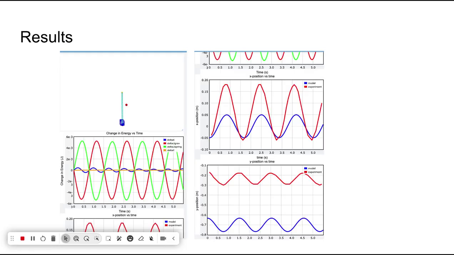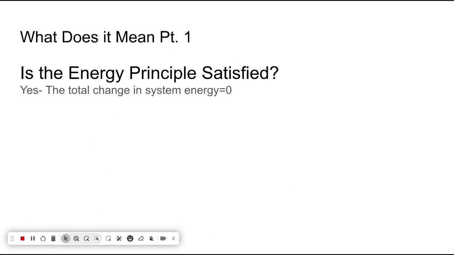Here are the results. So as you can see, the energy is correct. That's how it should look. There's a stretch error on the positions. I don't know why that is. That's my fault. Somewhere in the code, I have an extra order of magnitude that I did not mean, but I couldn't find it. So, is the energy principle satisfied?